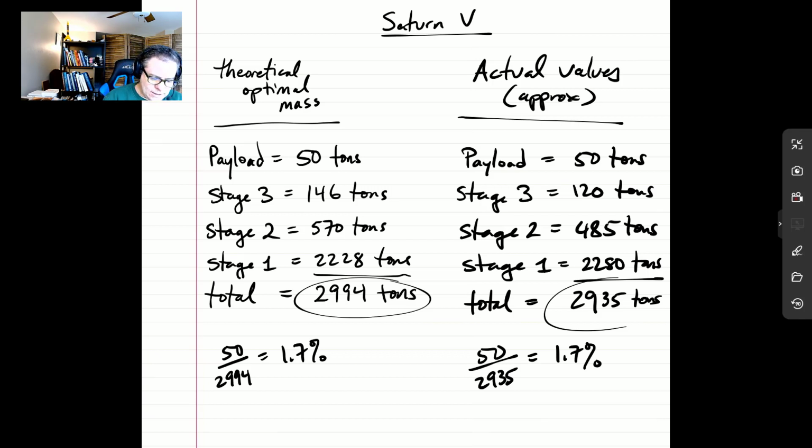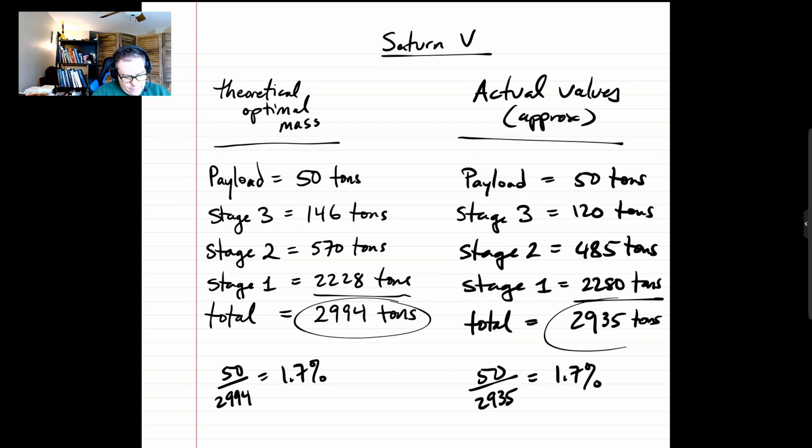So with a payload of 50 tons, in the theoretical model, that stage 3 was about 146 tons, and in actual practice, it was about 120 tons. Stage 2, theoretical value around 570, but in practice, it's about 485.